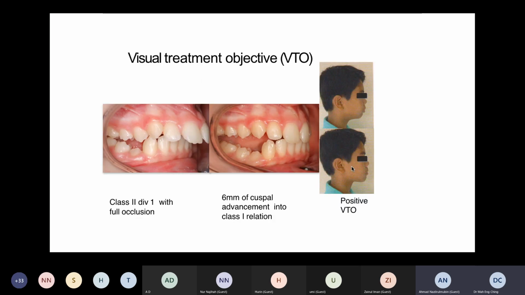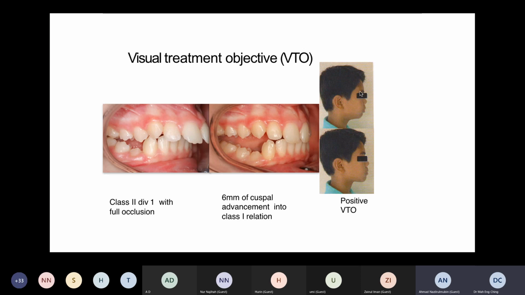So when it comes to myofunctional appliances, how do you know the patient is suitable? We try to do this visual treatment objective. We call it VTO. Very simple. Let's say a patient has a retrognathic mandible with increased overjet. Then you ask the patient to protrude the lower mandible forward. When you bring the lower mandible forward, ask the patient to close the lip.